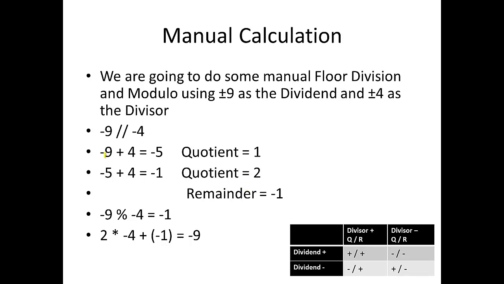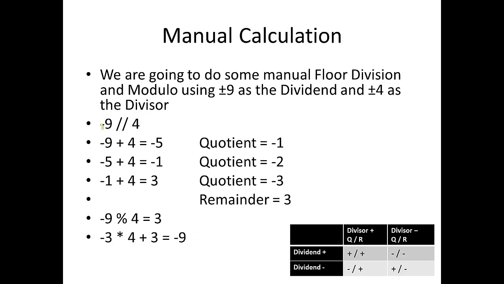Third case, we have negative 9 floor divided by negative 4. They're both negative, so we are in this case here. So since we need to work towards 0, in this case we have to add 4. So negative 9 plus 4 equals negative 5. So our quotient is 1 so far. Negative 5 plus 4 equals negative 1. So our quotient is 2, with a remainder of negative 1. So negative 9 mod negative 4 equals negative 1. Checking our work, 2 times negative 4 plus negative 1 equals negative 9. Therefore, since it's the same up here, that is correct.